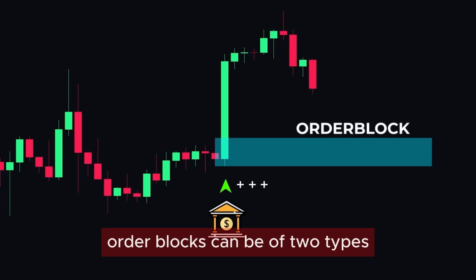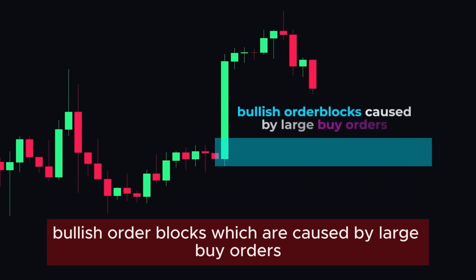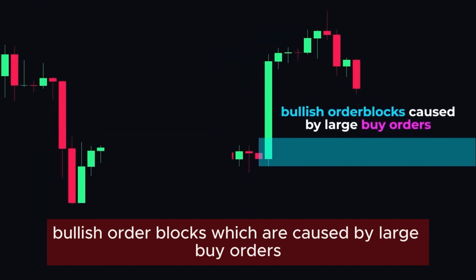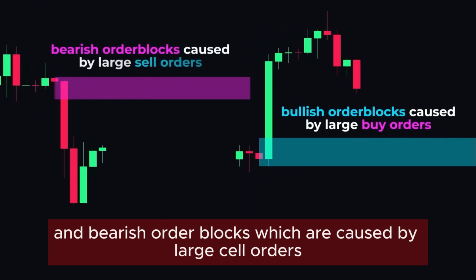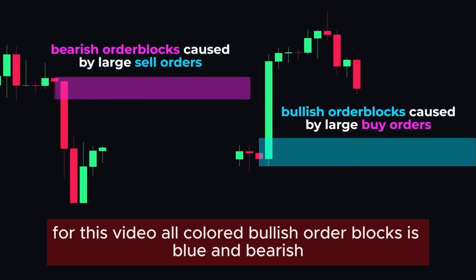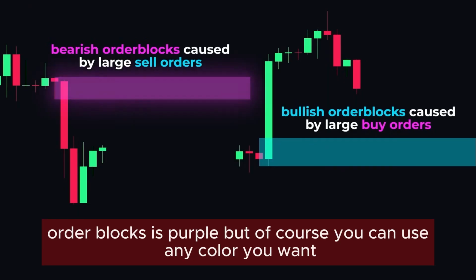Order blocks can be of 2 types: bullish order blocks, which are caused by large buy orders, and bearish order blocks, which are caused by large sell orders. For this video, I'll color bullish order blocks as blue and bearish order blocks as purple. But of course you can use any color you want.